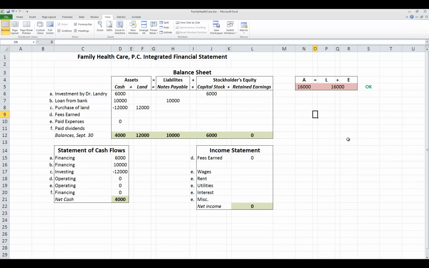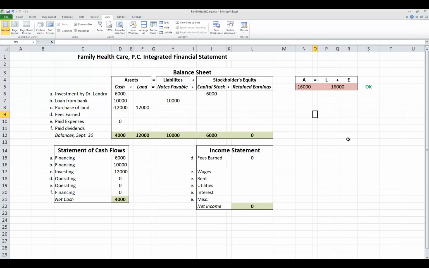Now let's take a look here. All we really did in this transaction was transfer one asset into another. We turned cash into land. And if you notice on the right-hand side, it did not affect our accounting equation at all. We're still at 16,000 and 16,000 because the transfer of one asset to another is basically neutral.